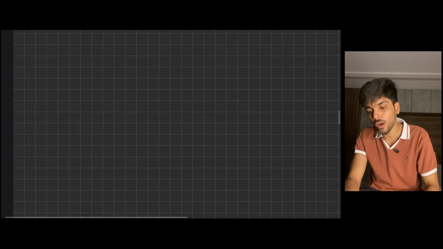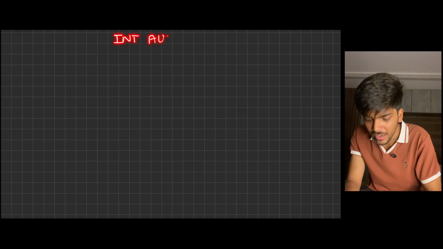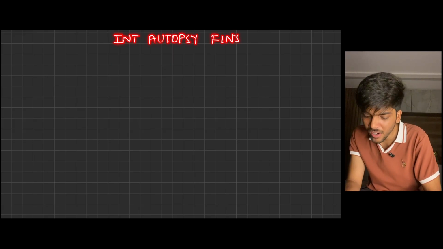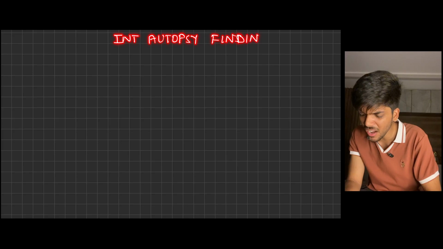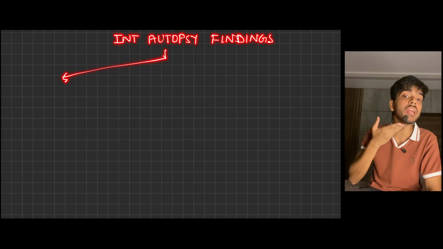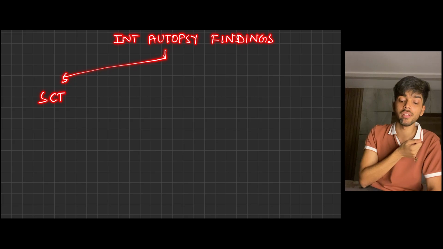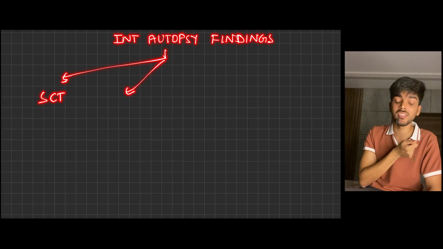Okay, now let's look at the internal findings. Remember, for neck compression, internal autopsy findings are always under the same headings, and they are from outside to inside. So you already saw skin with ligature mark in external finding. Remove the skin, you get subcutaneous tissue. Remove the subcutaneous tissue, you get the neck muscles.